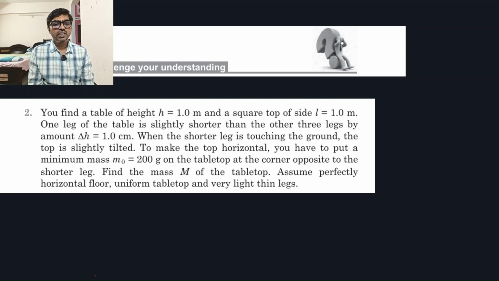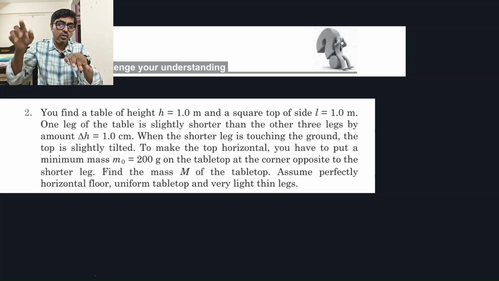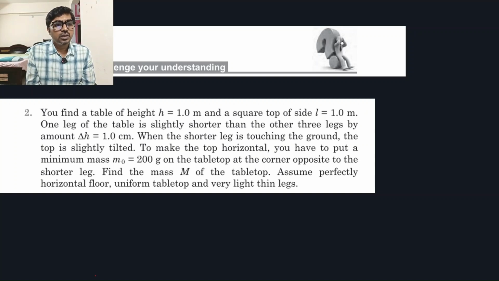When the shorter leg is touching the ground, the table is not horizontal, it is tilted a little bit. So the shorter leg touches the ground, then the opposite leg would be lifted up, and the top is slightly tilted. To make the top horizontal, you have to put a minimum mass m naught equals 200 grams on the tabletop at the opposite corner, just opposite to the shorter leg. Find the mass capital M of the tabletop.